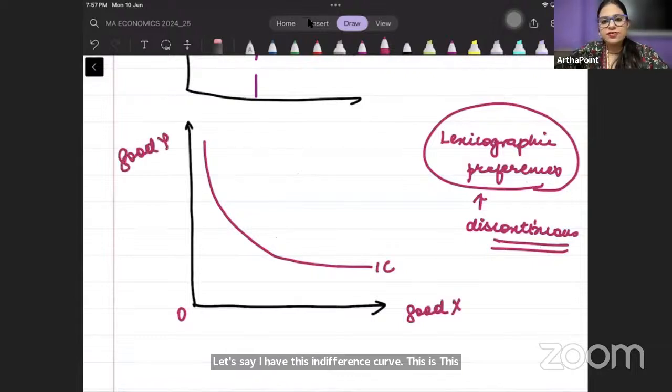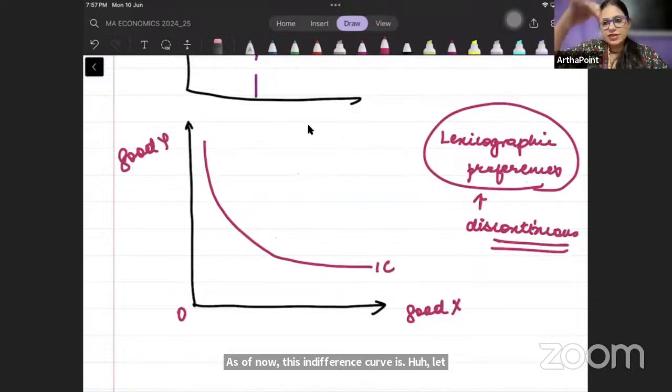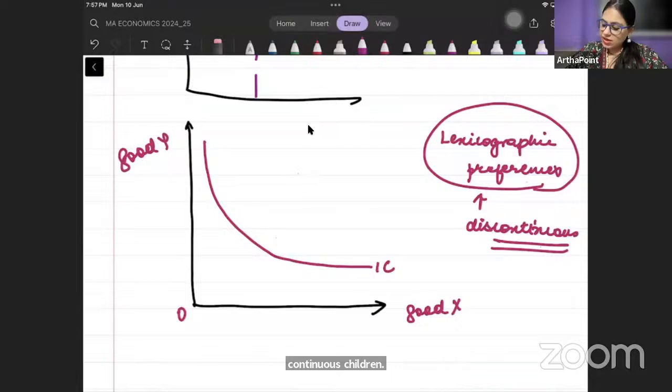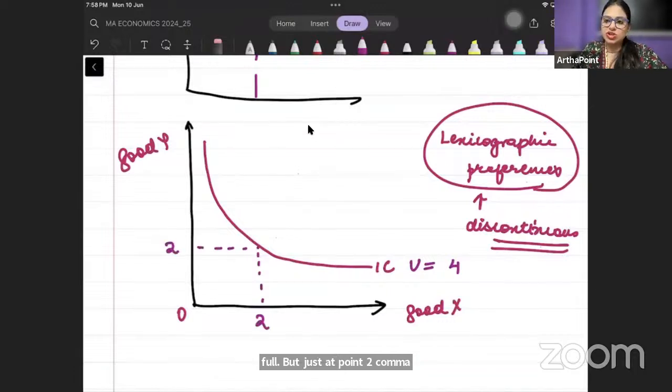As of now, this indifference curve is, let me explain better. As of now, this indifference curve is continuous. Throughout, it's a smooth curve that is going on. Now what I am saying is that throughout, the utility of this indifference curve is 4, but just at point 2, 2, when we reach point 2, 2, at this point, the utility of this function is not 4. Right?